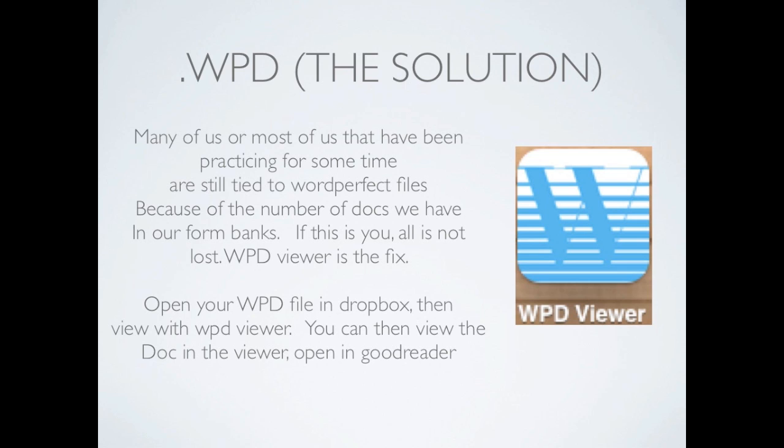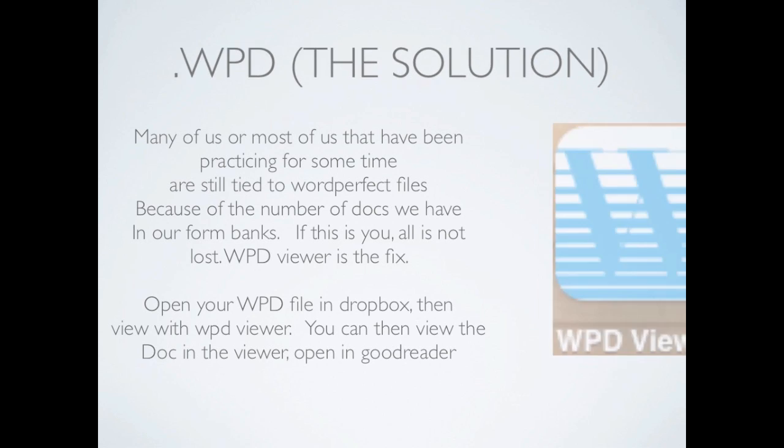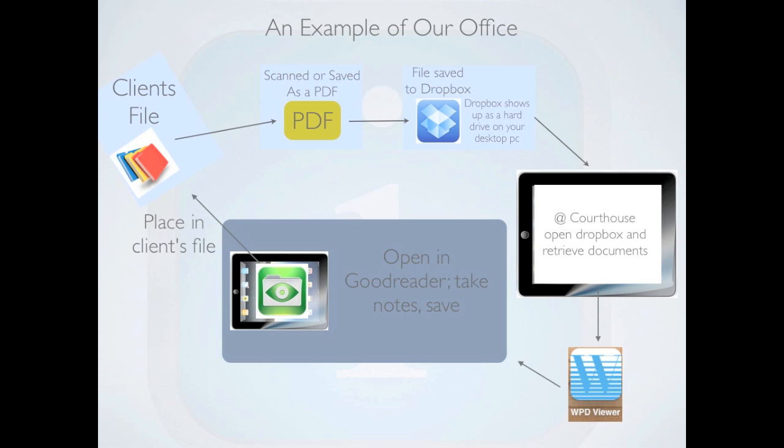The solution at this point is going to be WPD Viewer. Some very smart men made this, where we can access our old documents. Now, this isn't the current icon. They just changed it, but I didn't want to go back and redo everything over one icon. Once you open your WordPerfect file, you can then open it in Goodreader. You could then take notes, and then you can save. So really what we're doing is we're just adding another step.